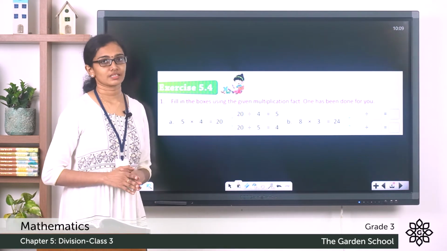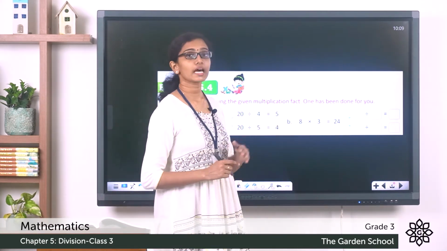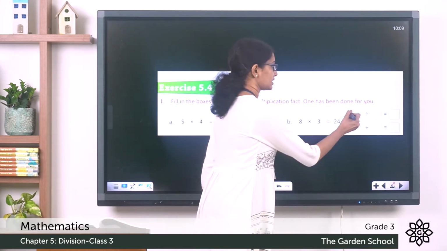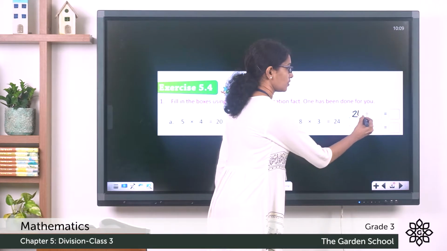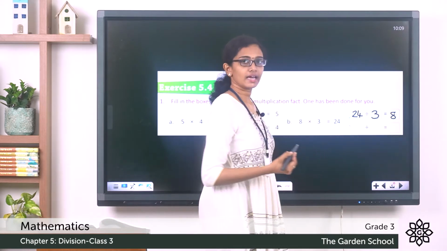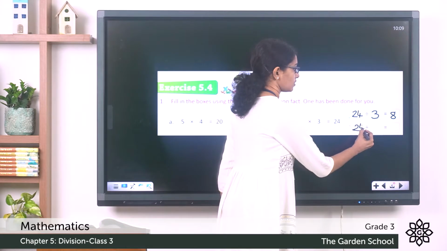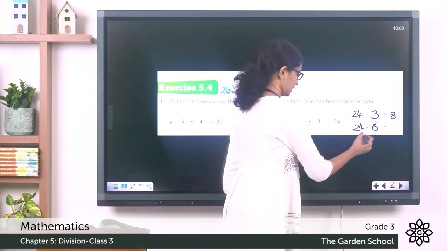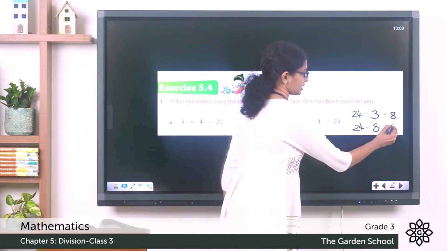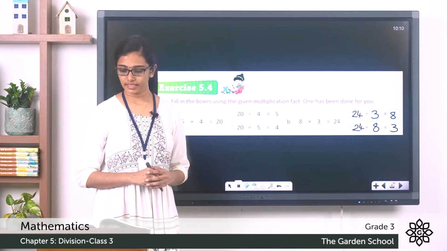Let's see the second question, question B. 8 into 3 is equal to 24. So let's write the division facts for this multiplication fact. So the first one, let's write 24 divided by 3 is equal to 8 and 24 divided by 8 is equal to 3. Clear? You can write this in the space given in the textbook.